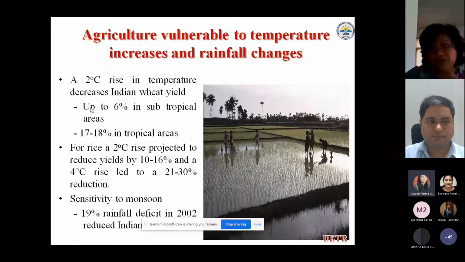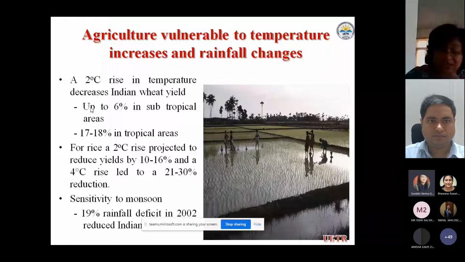Agriculture is vulnerable. Our agriculture practices are mainly dependent on the monsoon wind. If there is a 2 degree centigrade rise in temperature, it will decrease the Indian wheat yield by up to 6% in the subtropical area and 17 to 18% in the tropical areas. For rice, it is projected to reduce the yield by 10 to 16%, and with a 4 degree centigrade rise, it will decrease by 21 to 30%.